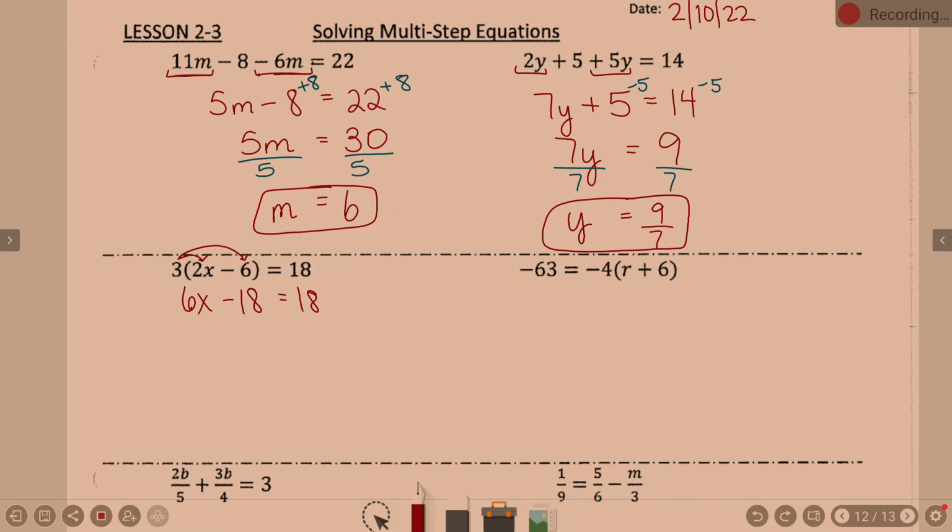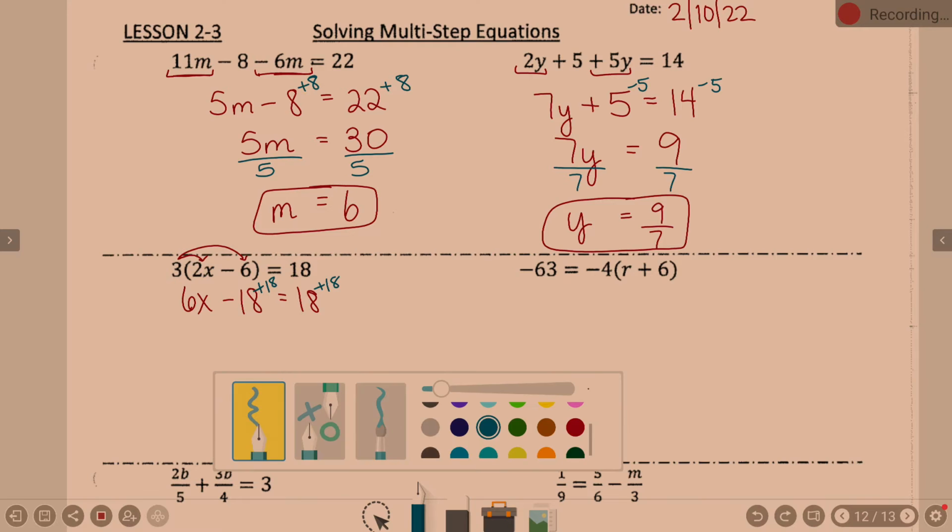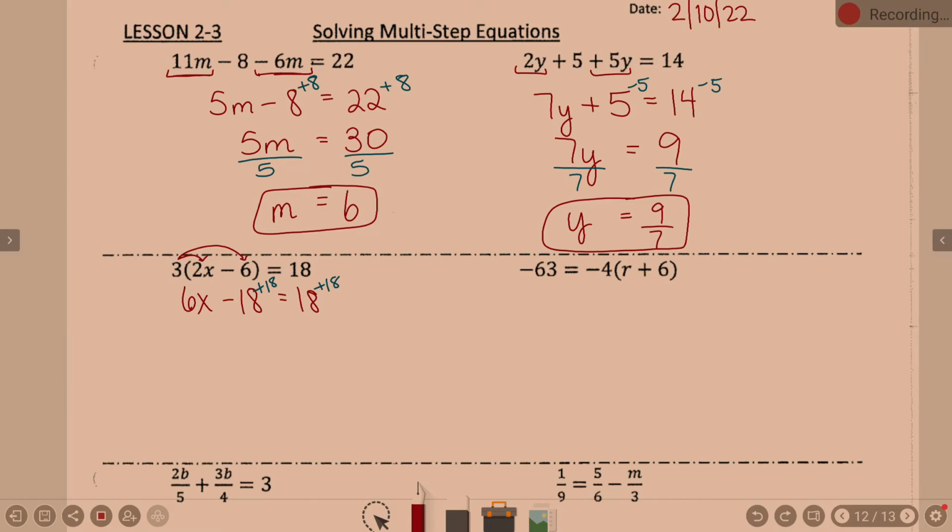And this is back to what we were doing yesterday, right? If it's 6x minus 18, I'm going to add 18. If I add 18 on the left, we're going to add 18 on the right. So I have 6x minus 18 plus 18 is 36.